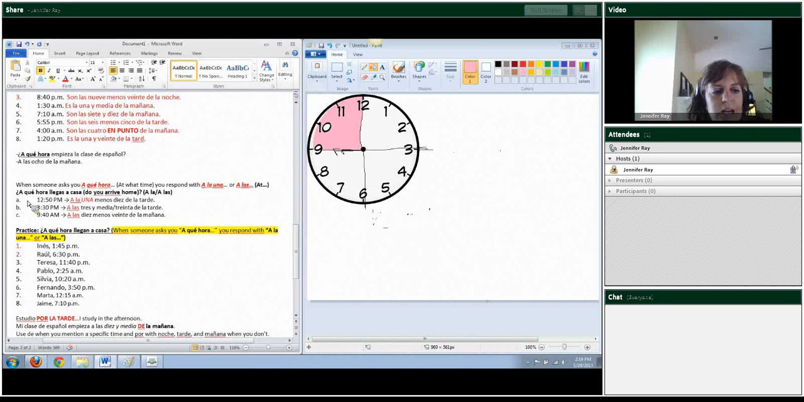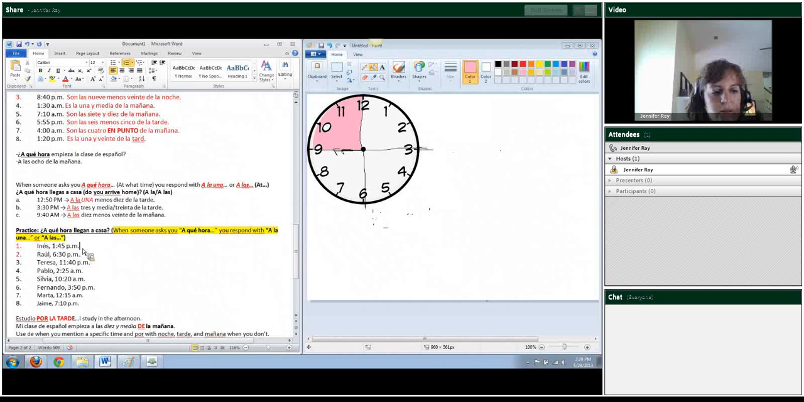So if this says a qué hora llegas a casa, what time do you arrive home? If it's 12:50, you're going to say a la una menos 10 de la tarde. If it's 3:30, you're going to say a las 3:30 de la tarde. And if it's 9:40, you'd say a las 10 menos 20 de la mañana.